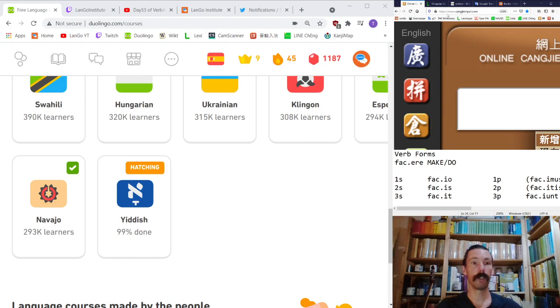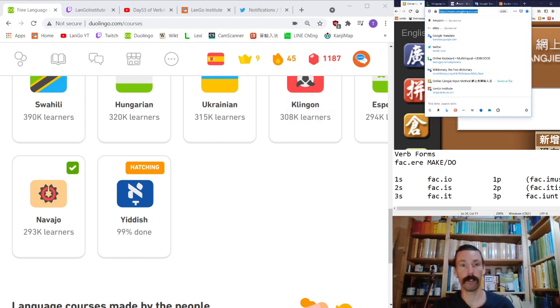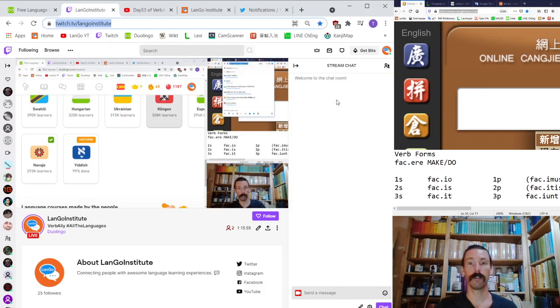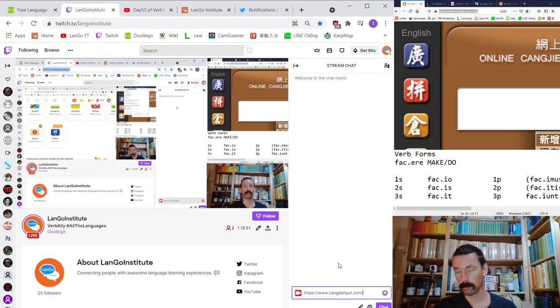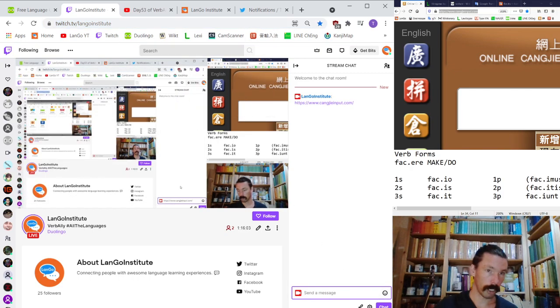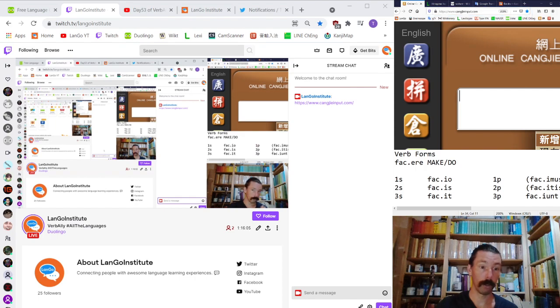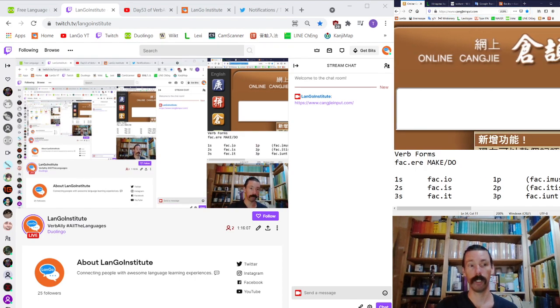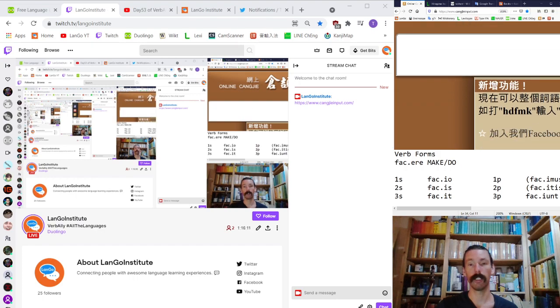Okay, so I'm going to be using this input system to look up Chinese characters. And I will say it aloud as I go. So you can follow along and then learn this as a way to look up Chinese. Sort of put characters together.